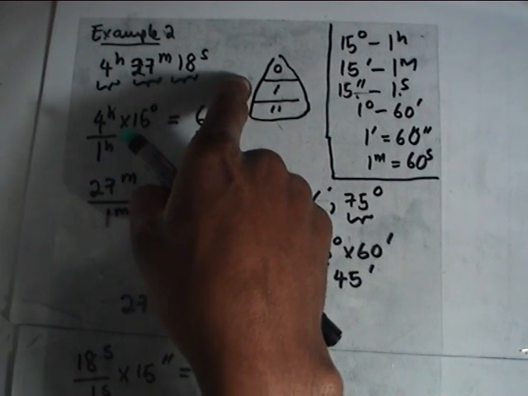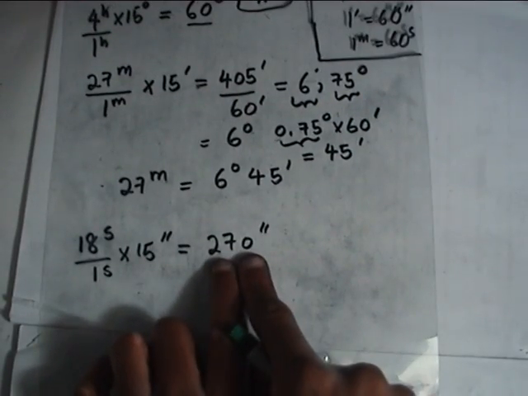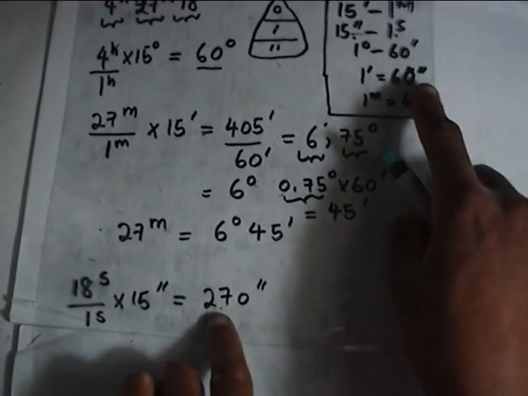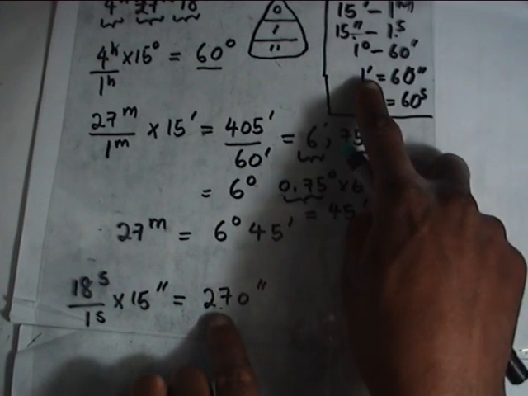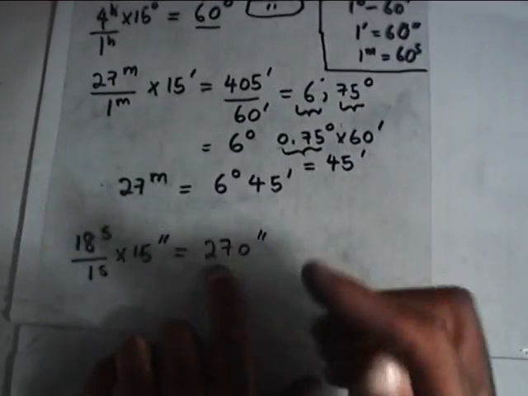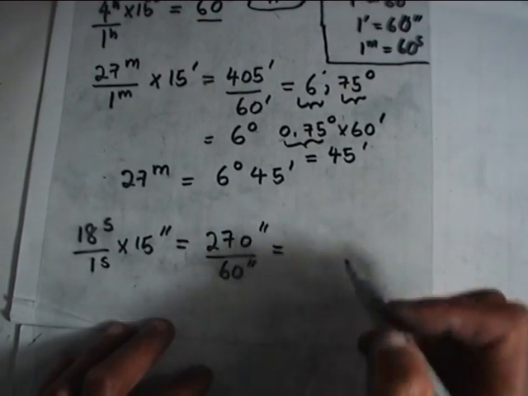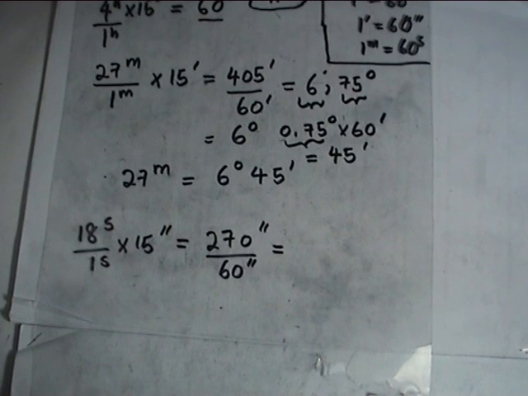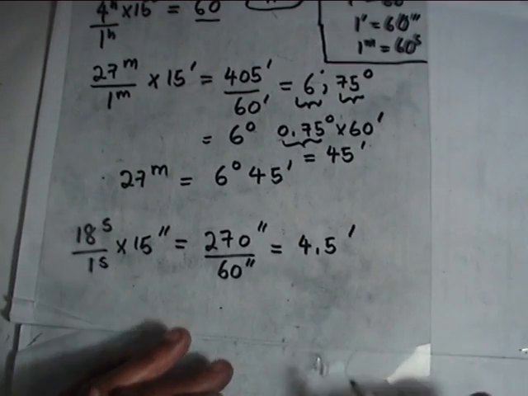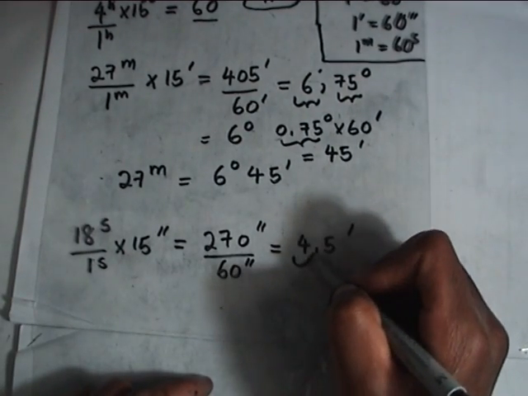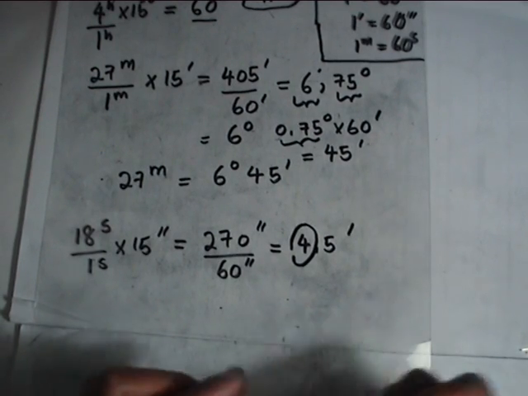So let's take out the full minutes and put them in the minutes and remain with the seconds in the seconds. So let's do that. 270 and the full minutes in there. We'll use this conversion. 60 arc seconds make up 1 full arc minute. So let's divide by 60 here. We will get 4.5 arc minutes, which means there are 4 full minutes inside there.